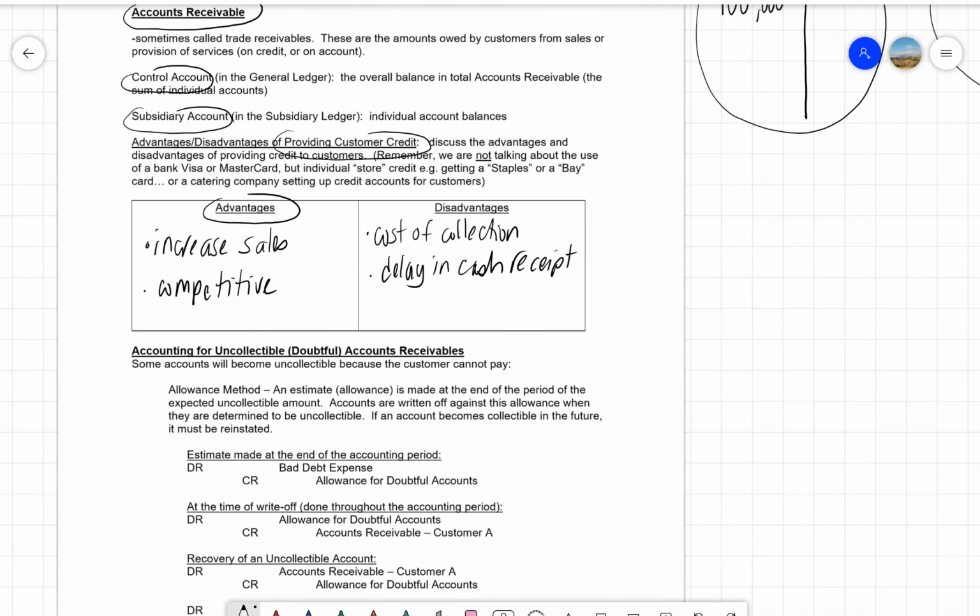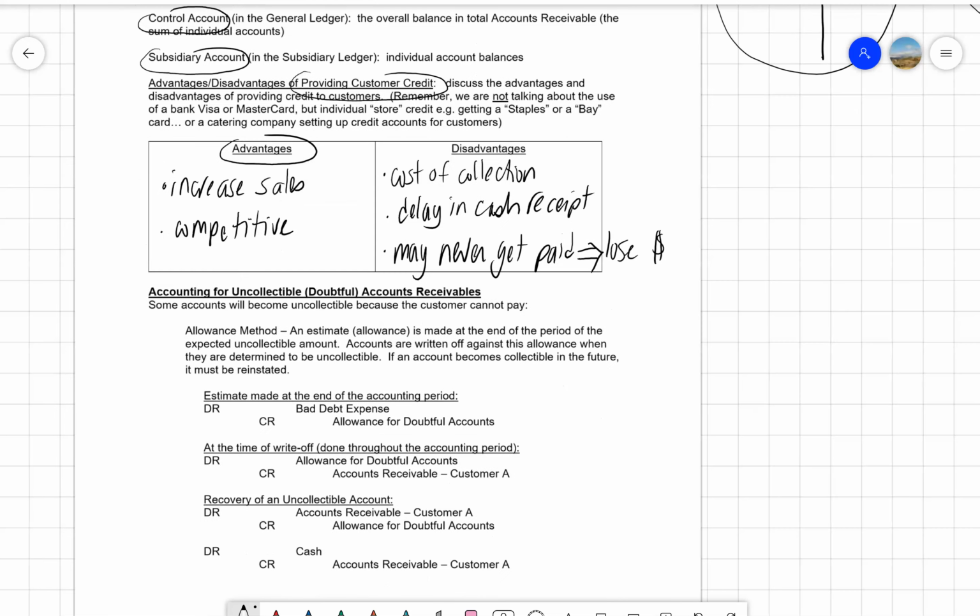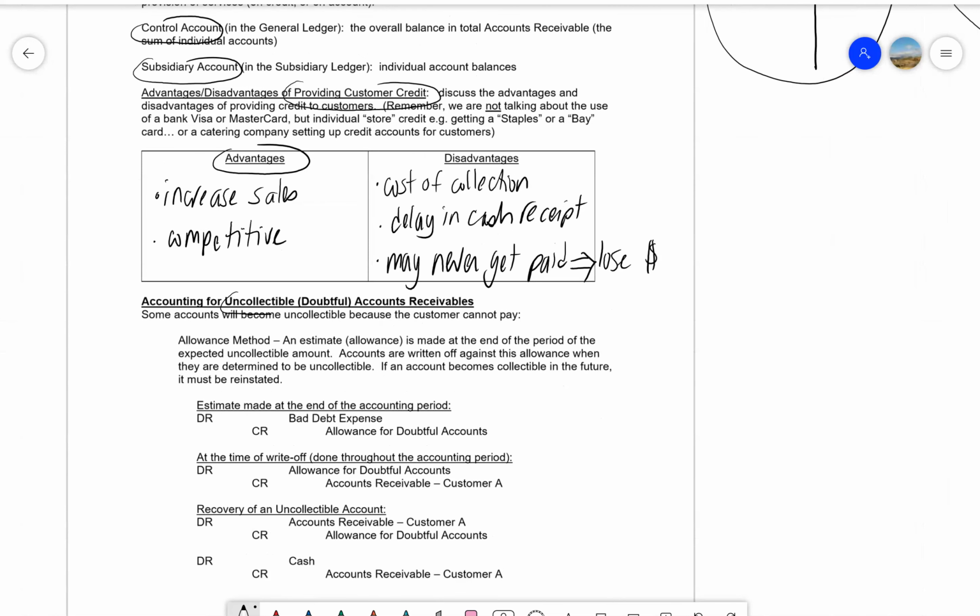And then the final disadvantage is that we may never get paid. What if our customer that we made the sale to goes bankrupt, and so we may never get paid, and so we could lose a bunch of money. And so that's what we're going to focus on today: what happens when we have uncollectible or doubtful accounts receivable? What if customers may never pay us? How will we account for that?